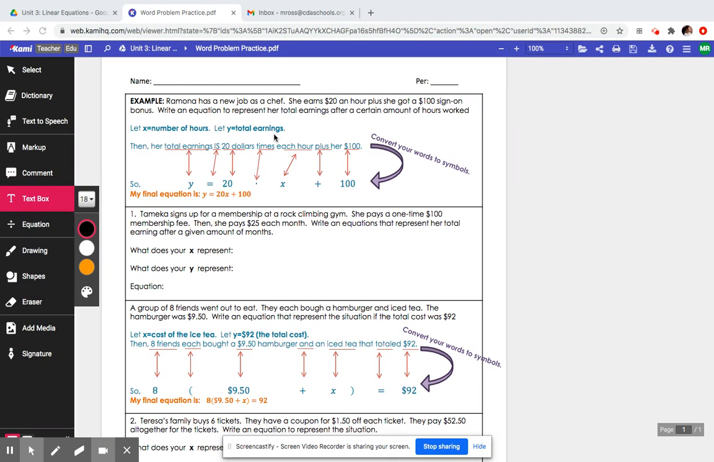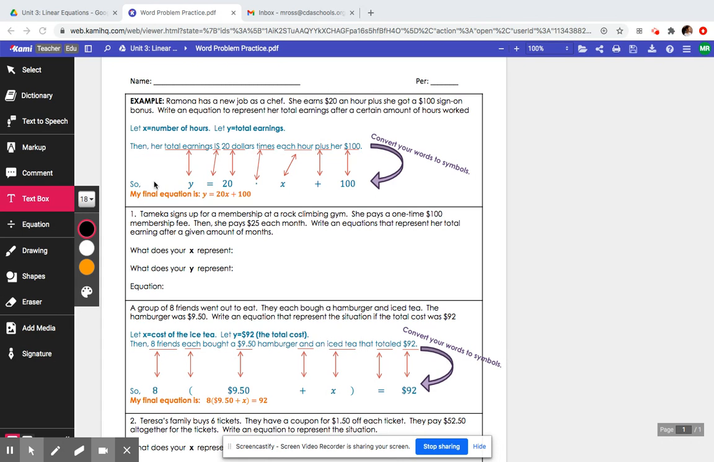We also know that y is going to equal our total earnings, because we're trying to see, after x amount of hours, how much money she will have as she's worked at the job. And so that would be our y, because y equals mx plus b.